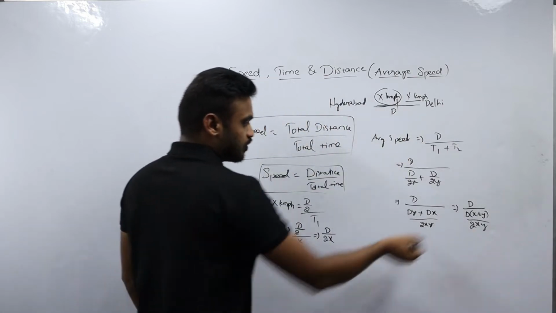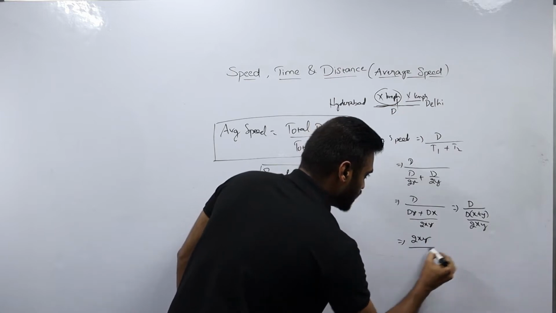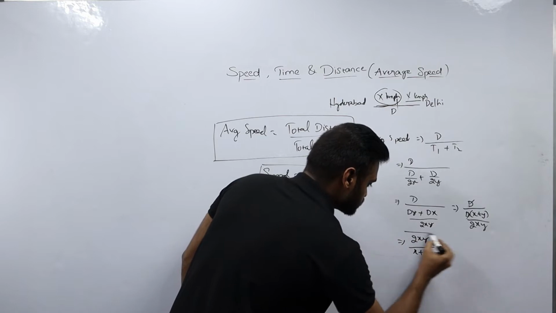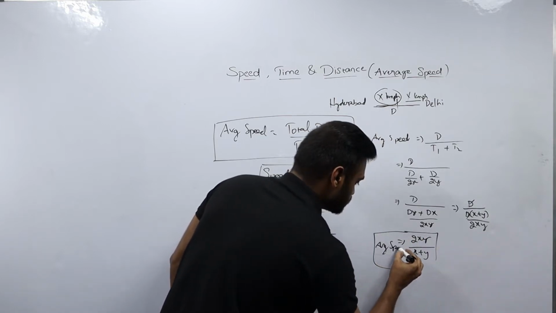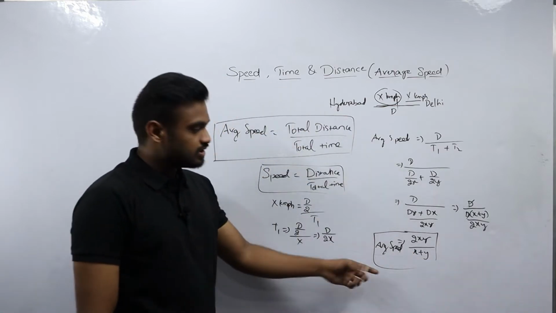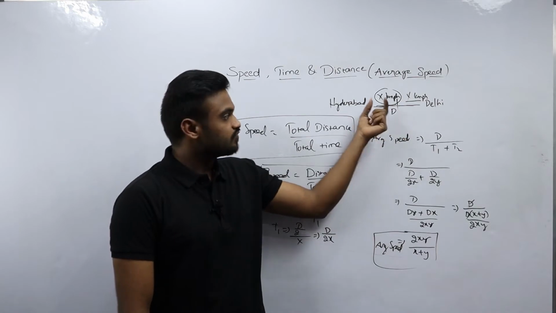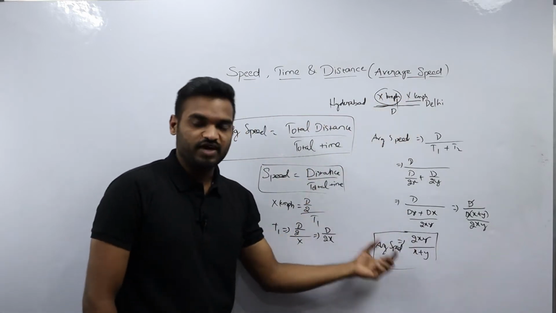Okay, now what is the formula we get? See here, I will get 2xy by d, and d will be cancelled here. Okay, x plus y, average speed. Okay, actually this is the formula for average speed when I travel half of the distance with one speed and half of the distance with another speed. Okay, actually this is the formula for average speed.